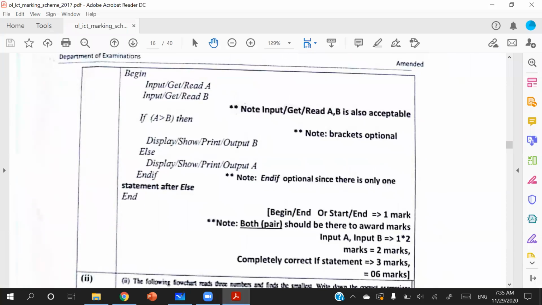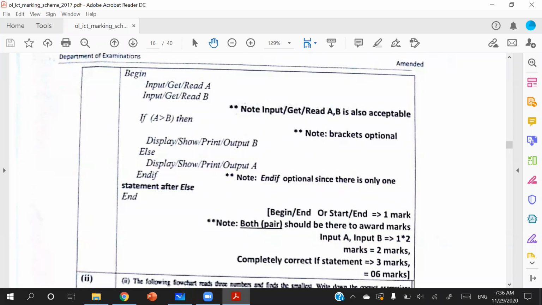You should have the begin word, right? And you can use input or get or read or obtain as well. And you have to say you are going to take A and B into the code. So you can say input A on one line, and input B on another line, or you can say it in one single line, input A, comma B, right? Likewise, any of the lines are going to get the marks.